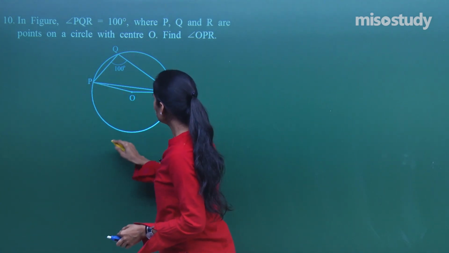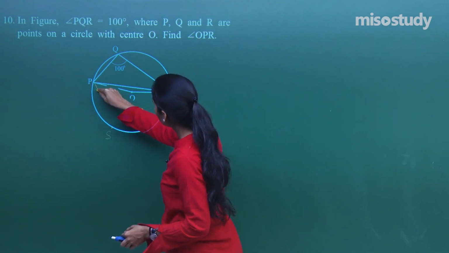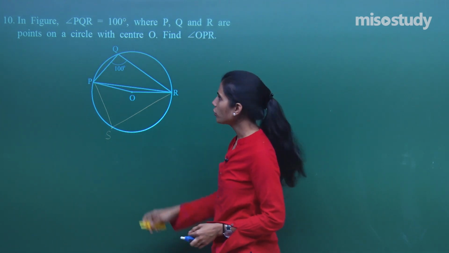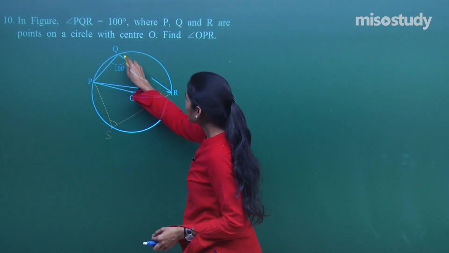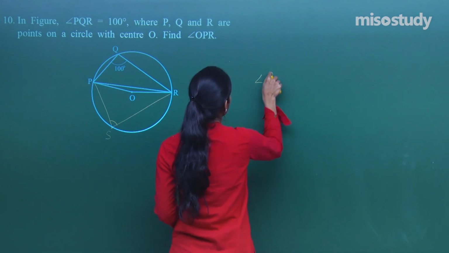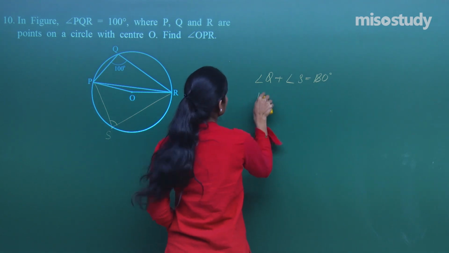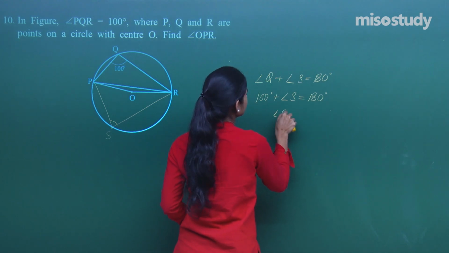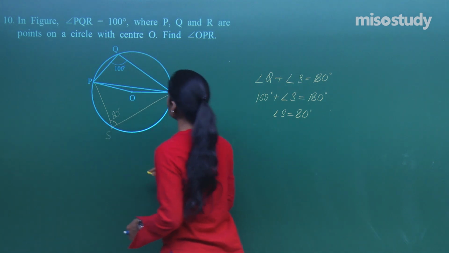What I do is, I just take a random point here. Say its name is S. I join P with S and I join S with R. That gives me a cyclic quadrilateral QPSR. Because angle S and angle Q are opposite angles of this cyclic quadrilateral, they will be supplementary. So I will have angle Q plus angle S is 180. Angle Q is already given to me as 100 degrees. This is angle S. So angle S comes out to be of 80 degrees. So this is of 80 degrees.